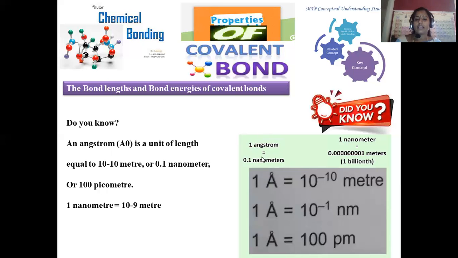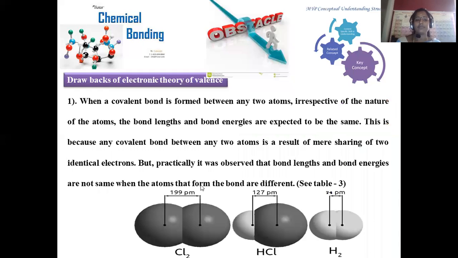1 angstrom is exactly equal to 0.1 nanometer. 1 nanometer is equal to 1 billionth of a meter. 1 angstrom is equal to 10 to the power minus 10 meters. 1 angstrom is equal to 10 to the power minus 1 nanometer, as clearly mentioned here. And 1 angstrom is equal to 100 picometers. So this is a representation for the interconversion of various units.